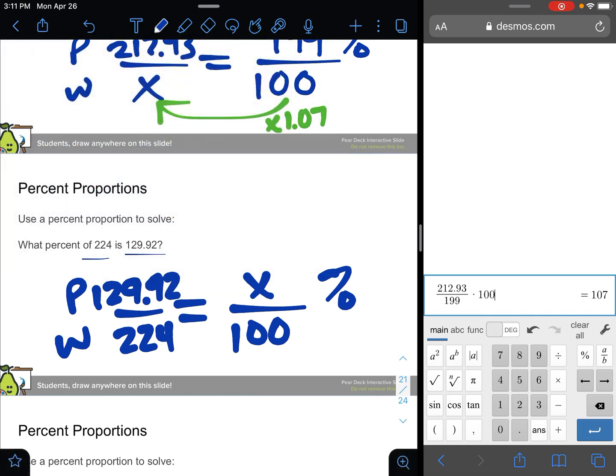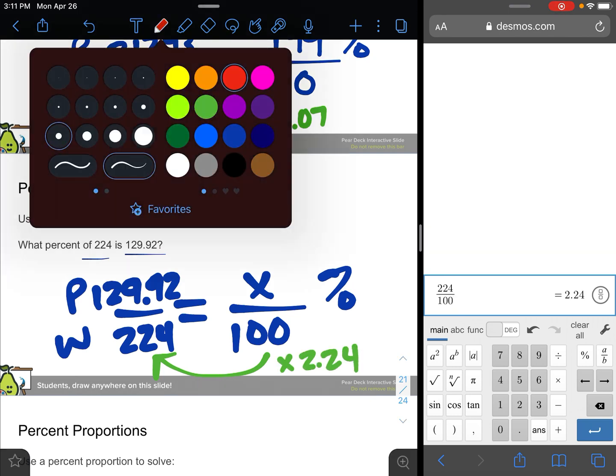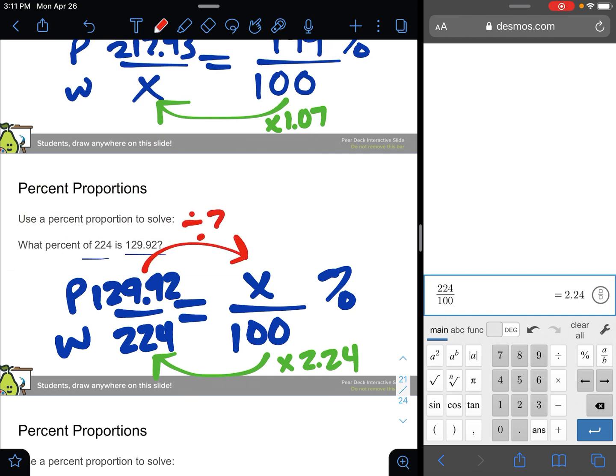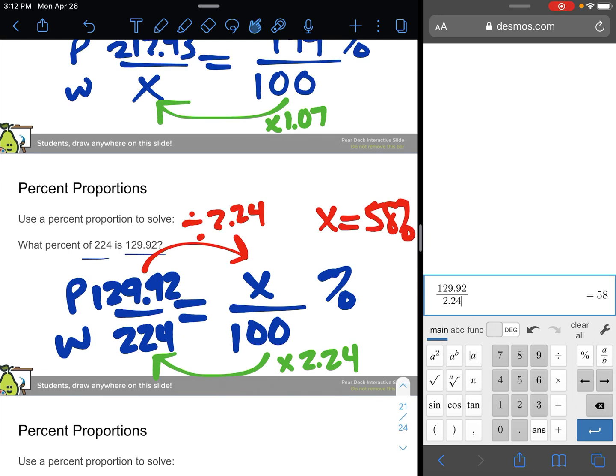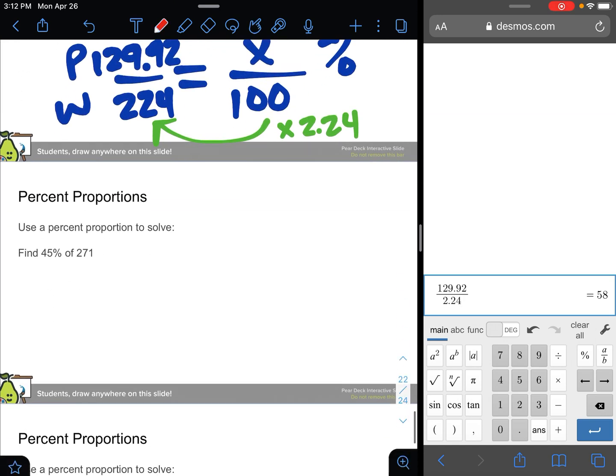Let's try that. We want to get to X. Again, I just know that the scale factor from 100 is easier to work with. So I'm going to go this way, just because of my experience with this kind of stuff, because dividing by 100 is a nice decimal. So I just know that that's going to be easier to work with. And then going the other way, we're going to switch it up and use division. So we're going to divide by 2.24 because we're going backwards the other direction. We're going to take the 129.92 and divide by that 2.24 to get our answer. And X is 58%. Don't forget your percent sign. We're looking for a percent, so it better have a percent sign.